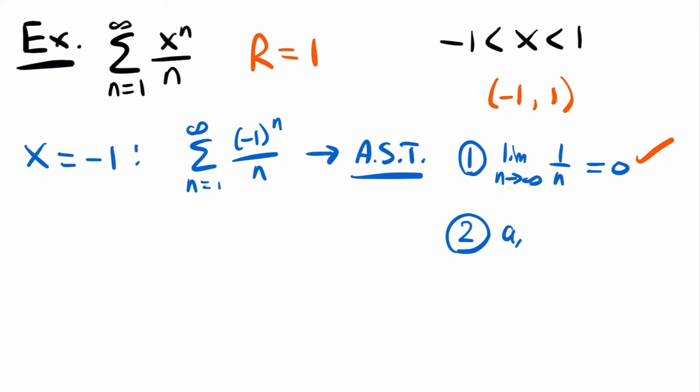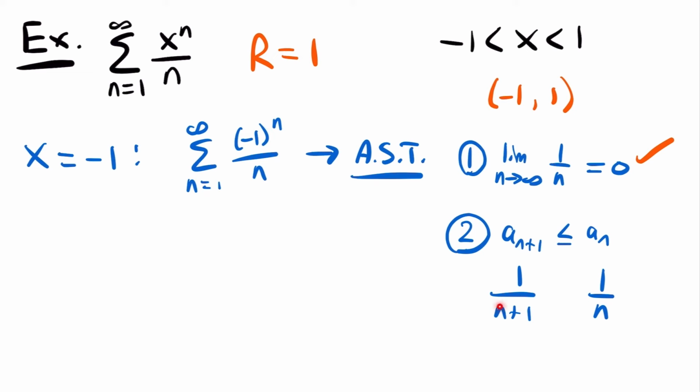In other words, a sub n plus 1 needs to be less than or equal to a sub n. In this case, that would be 1 divided by n plus 1 compared to 1 divided by n. And so is this term always less than or equal to this term? And what this means is that the next term of this series is less than or equal to the previous term, which means that that sequence would be decreasing. That's what we're trying to show here.